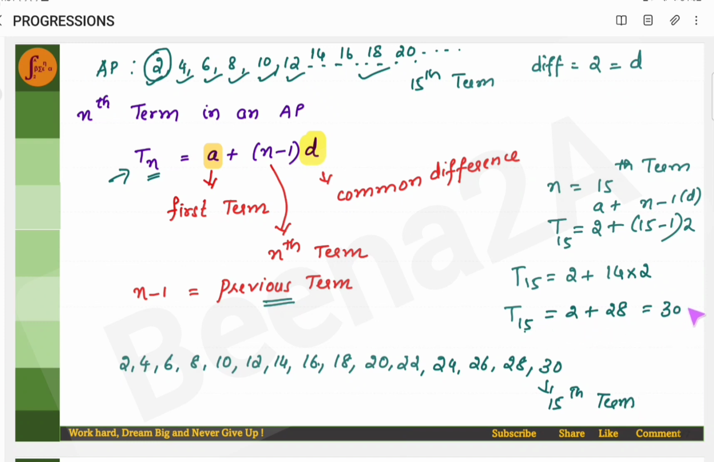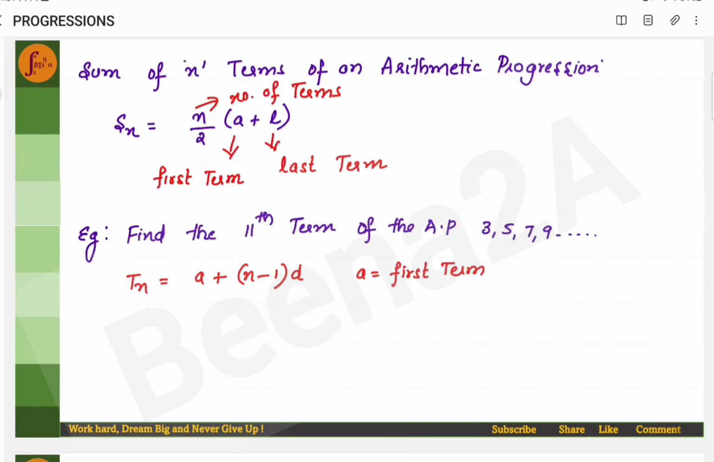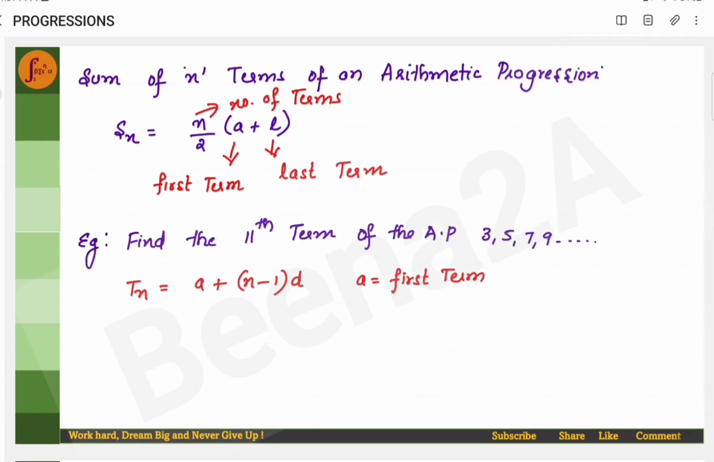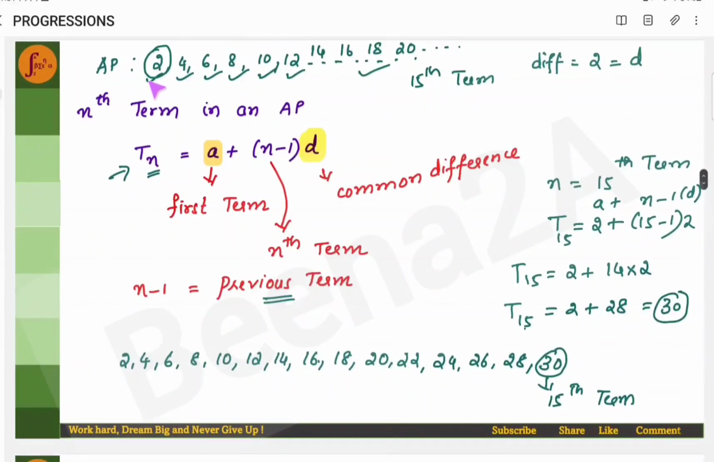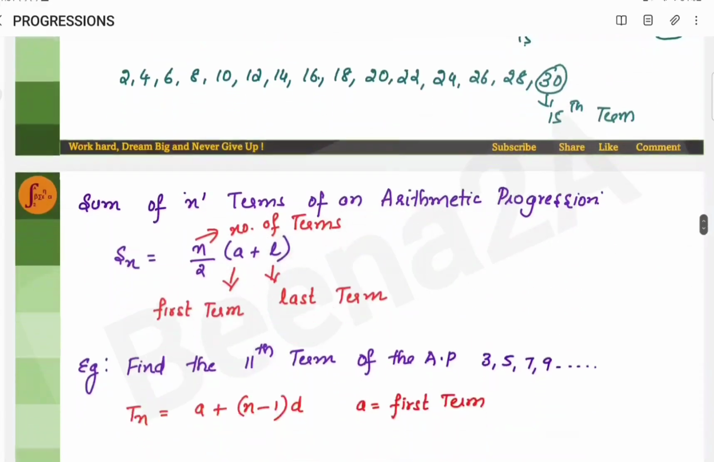Now, using this formula, we directly got 30 as the value. Now, what if we need to find the sum of n terms, right? For example, in this case, if I want to find the sum of 15 terms. I want to find the sum. That means I need to add all the terms in the sequence till the 15th term, and then give the total. How do I do that? So there is a formula again, right?